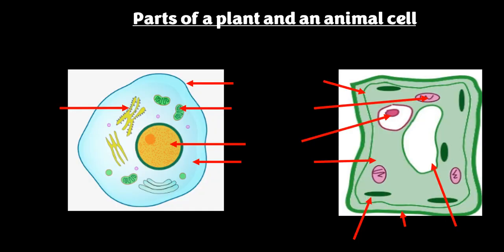Now we look at parts of a plant and an animal cell. Both cells have a cell membrane. This is semi-permeable and controls what goes in and out of the cell. They have a mitochondria. This is where respiration takes place to produce energy. They have a nucleus, which contains the DNA and controls the activities of the cell. They have the cytoplasm, which is a jelly-like structure where chemical reactions take place.